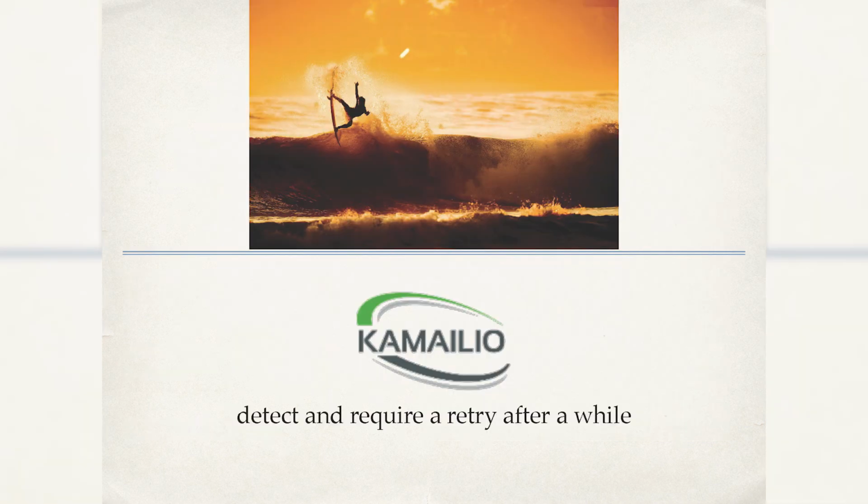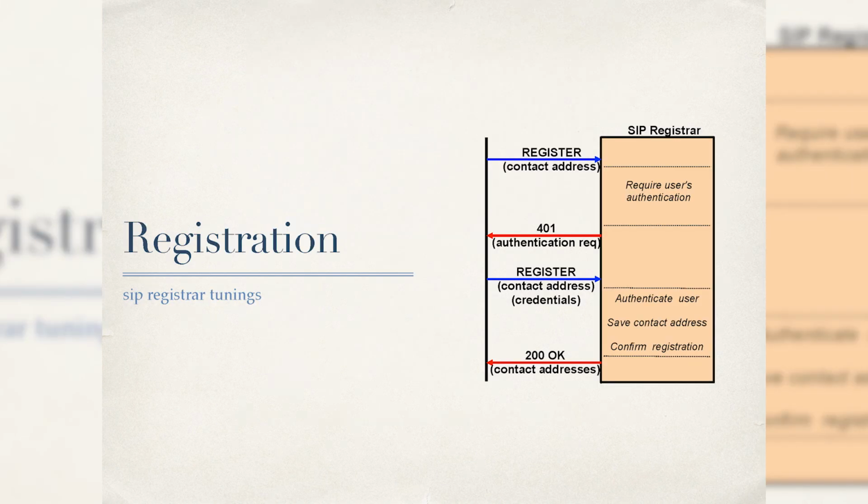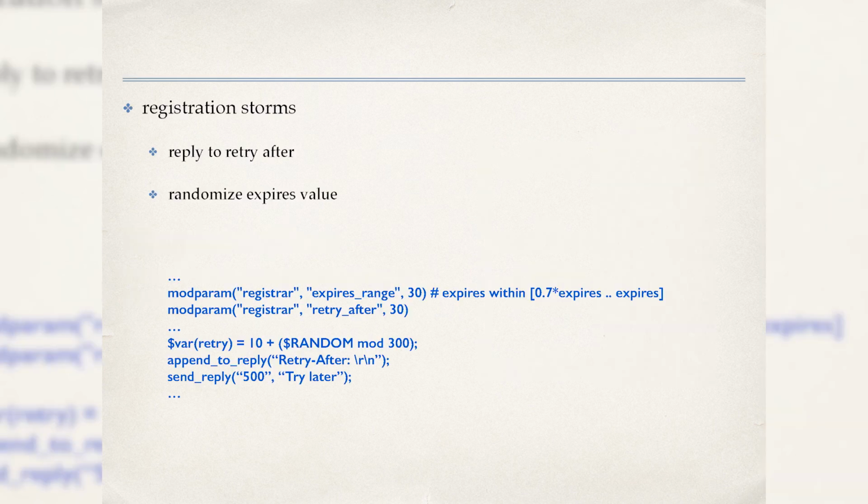So what's important to do in this situation is detect that, reply and say retry after, and then randomize that. You say to some phones retry after 10 seconds, some other phones retry after 1 minute. We have this feature in Kamailio, and you can either use it from the register module, or you can code it in what we call the configuration language script. And of course, it's also important to randomize the expire, because if everyone is registering for, say, 10 minutes, then again, in 10 minutes, you'll get another tsunami.